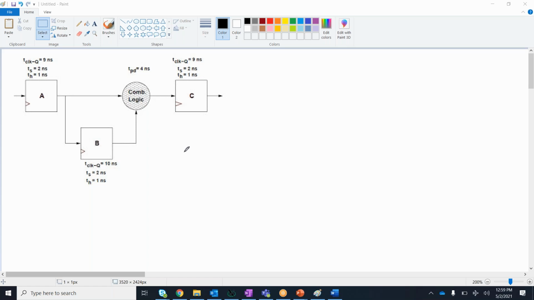Okay. Let's see. We have a path from A to C. This is one path. We have a path from A to B. This is another path. And we have a path from B to C. So I see there are 3 paths. Is this clear? Yes, sir. So did you find a path? Did you find the time period for each path?